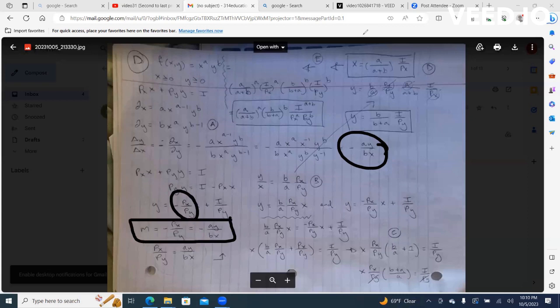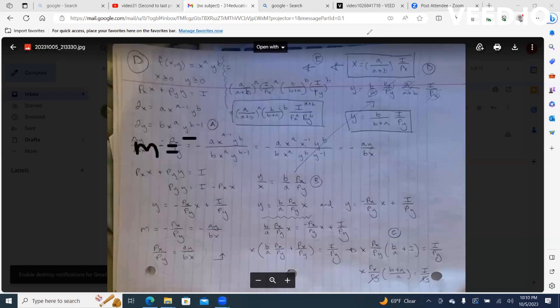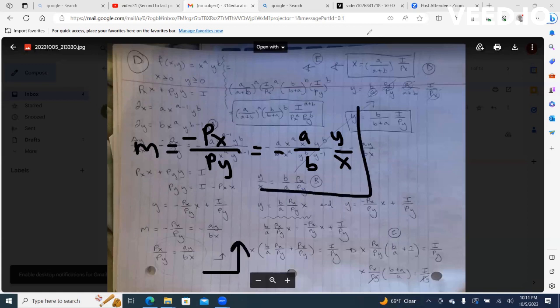You set the slopes equal to each other, right? So that would be the next step. M is going to be, from our iso cost, from our constraint, negative px over py equals negative a over b, y over x. And just solve that. I do this little arrow thingamajiggy. We take this, take that, and get y alone.